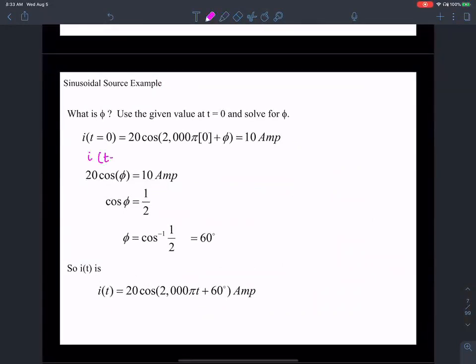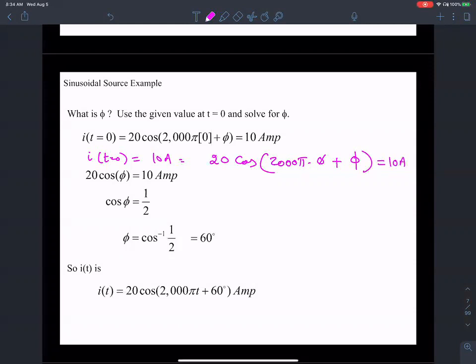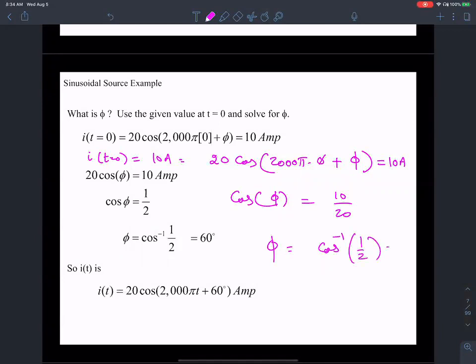I at t equals 0 is given to be 10 amperes. But I know the value is going to be 20 cosine(2000 pi t + phi), evaluated at time t equals 0, which equals 10 amperes. So the cosine term, all of this goes to 0 because that's all multiplied by 0. Cosine of phi has been given to be 10 amperes over 20, which is 1/2. So phi is really cosine inverse of 1/2, which is 60 degrees.